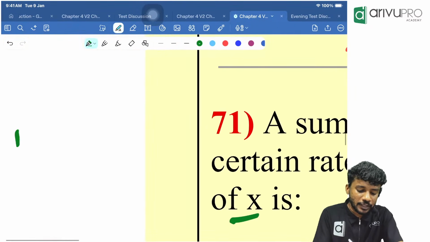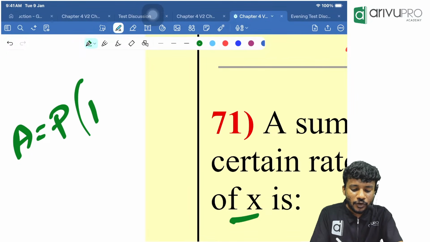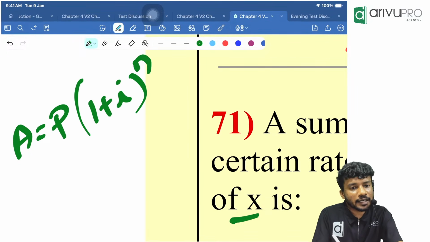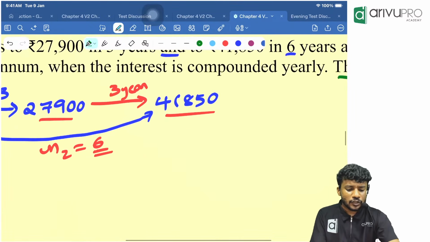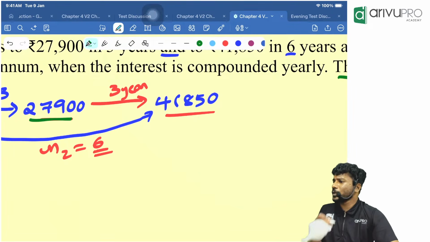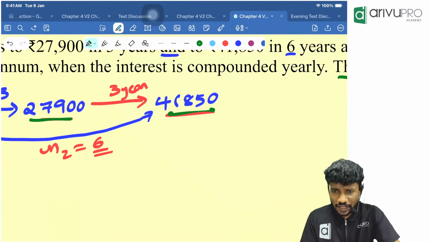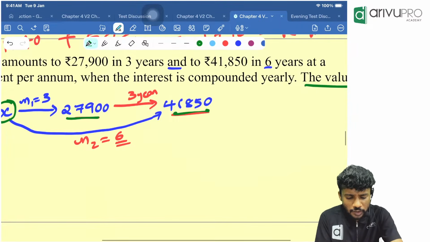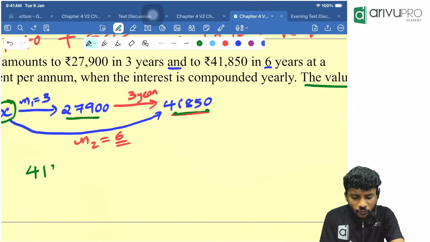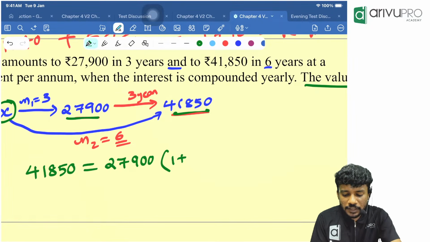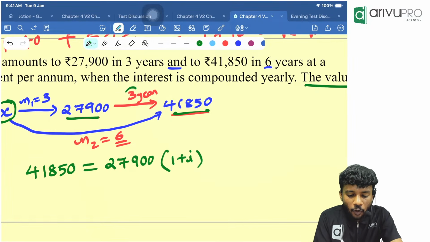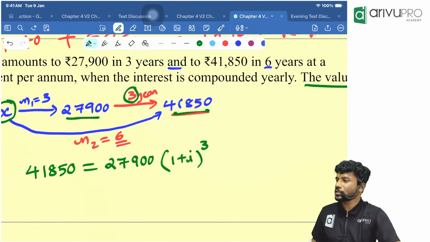Can I write, what is the amount formula? You know, A is nothing but P into 1 plus I, the whole power n. That is the formula for my amount. Now, if I consider 27900 to be the principal and 41850 to be my amount, what will we write? Can I write 41850 is equal to principal into 27900 into 1 plus I, the whole power. How many years did it happen? 3 years. Is this correct?